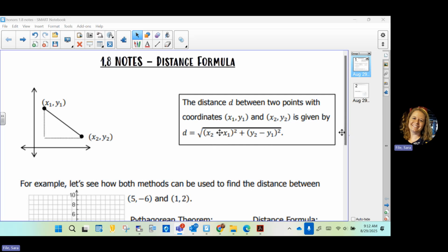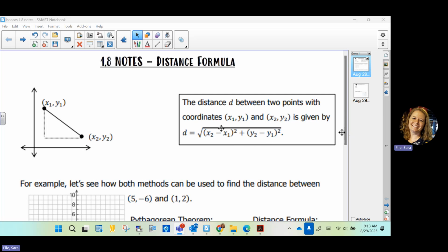Because it is subtraction, the order does matter. When we were doing midpoint, the midpoint formula, you were adding your x's and adding your y's, so the order didn't matter. But for distance formula, you're finding the difference, and so the order does matter. Does that make sense? Do y'all understand that?